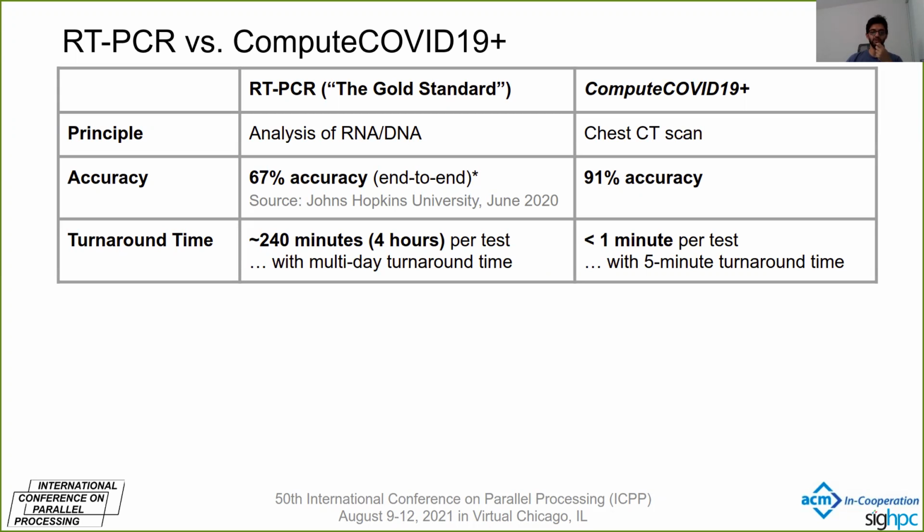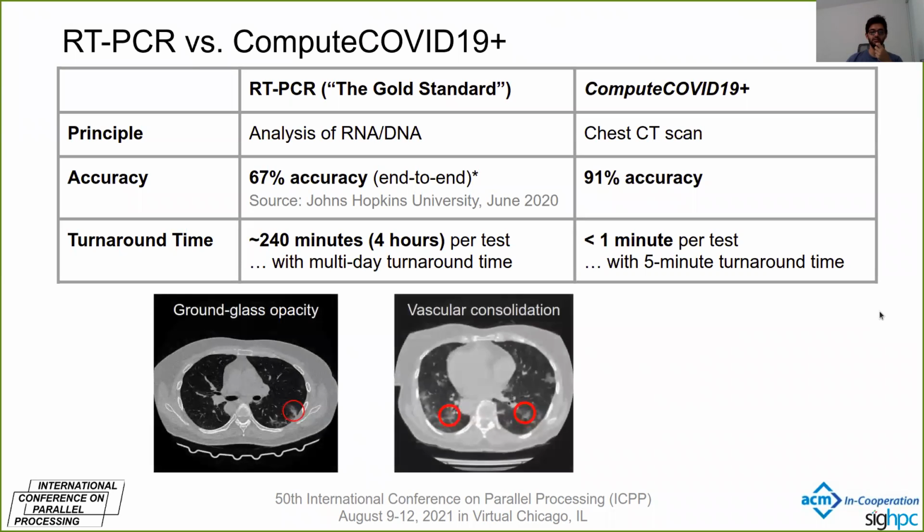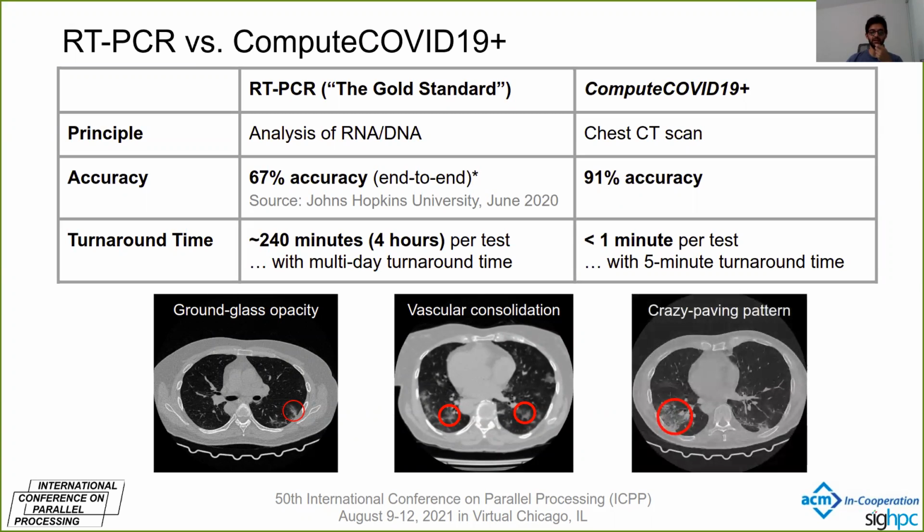Chest CT scans of COVID-19 patients show distinct features. These features are called radiological abnormalities. These include ground glass opacity, vascular consolidation, and crazy paving pattern. Our framework achieves an overall accuracy of 91% and has much lower turnaround time as compared to the RT-PCR test.